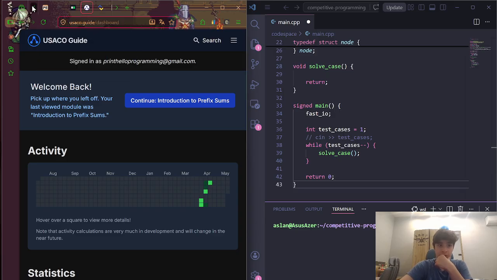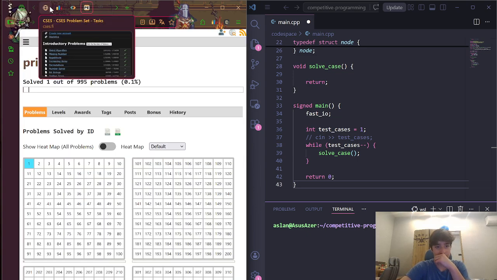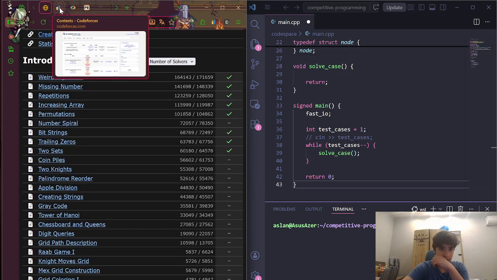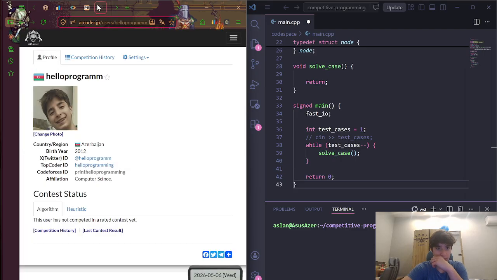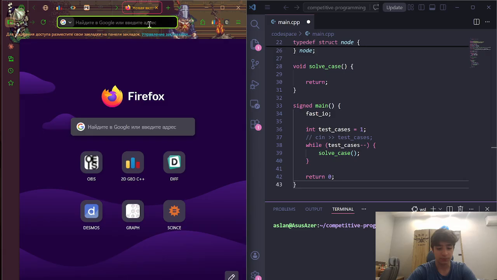gold or bronze and other places. So okay, let's get started. Mainly I opened lots of platforms. There's CSES, Codeforces, CodeChef, Hackerrank, Leetcode and others. So I don't know what I would like. Let's get started with Codeforces.